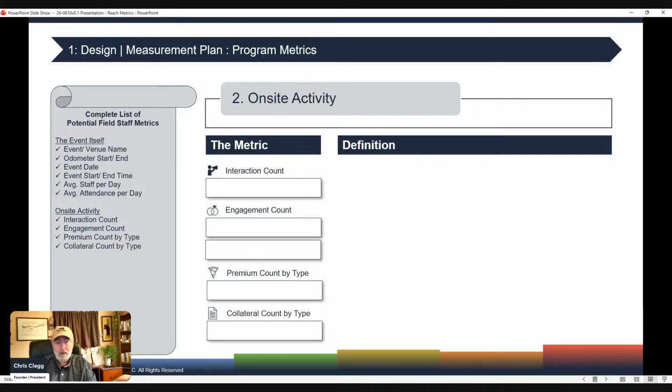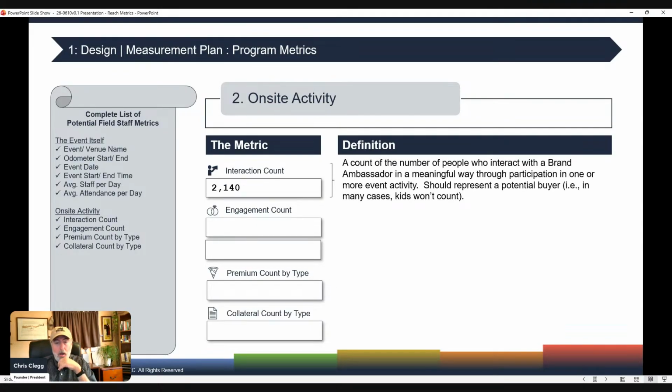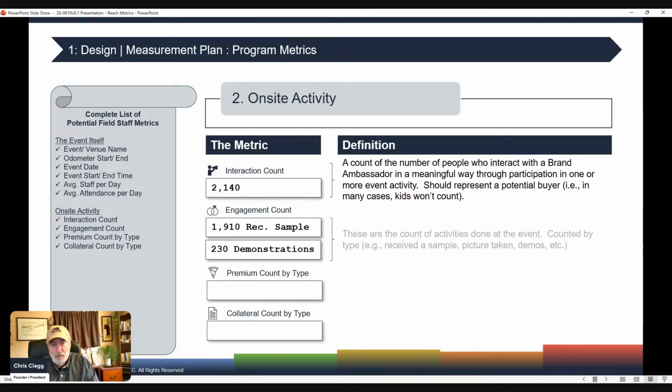It has the premiums and collateral that you distributed. Now, interactions versus engagements are different things, and this is often mixed up when people are recording their information. They're recording their data for a day of activity. So interactions are the number of people that you engaged. Engagements are the number of things you did with those people. So you might have 1,200 or 2,140 interactions, but you might have distributed 1,910 samples and done 230 demonstrations. So understanding that variation is going to be really important. You don't want to add your samples to your demonstrations because you're going to be overcounting interactions.